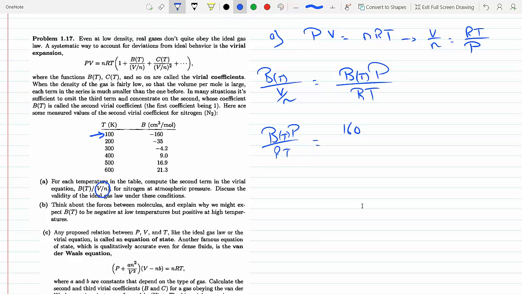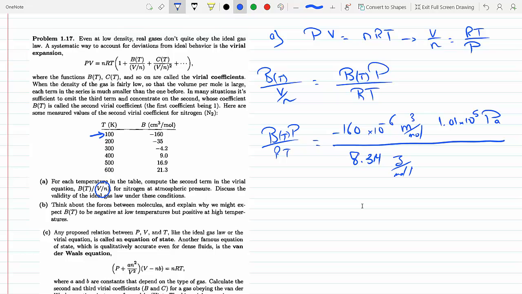This would be minus 160 centimeters cubed to meters cubed. I would multiply by 10 to the minus 2 to get meters, but then I have to cube that, so 10 to the minus 6, so this would be meters cubed per mole. The pressure is atmospheric pressure, so that's 1.01 times 10 to the 5 pascals. R is the gas constant, 8.314 joules per mole Kelvin. And the temperature is 100 Kelvin.